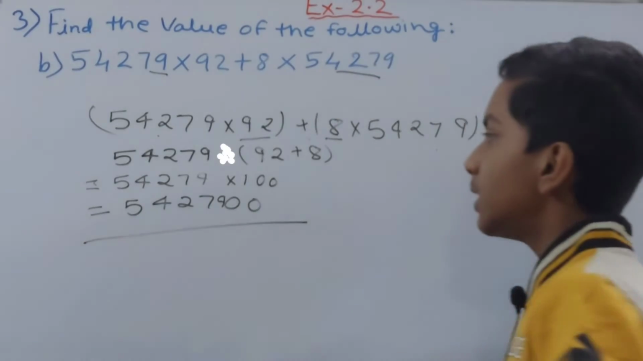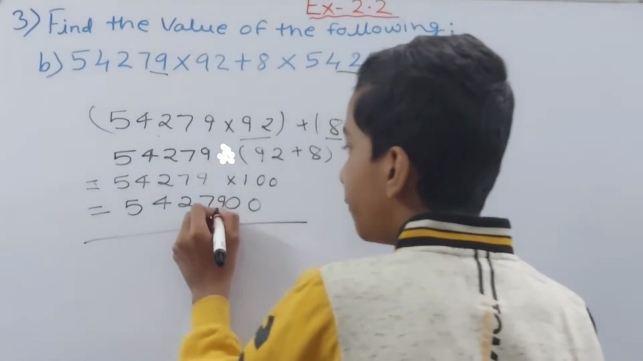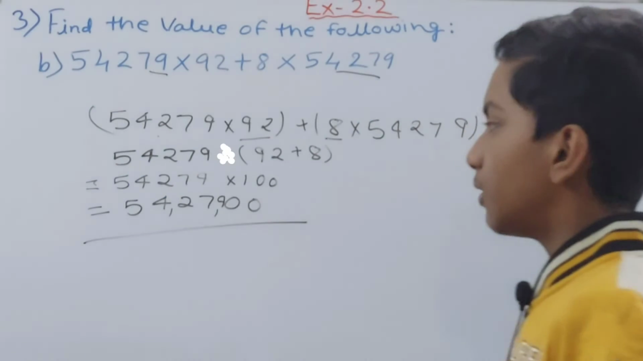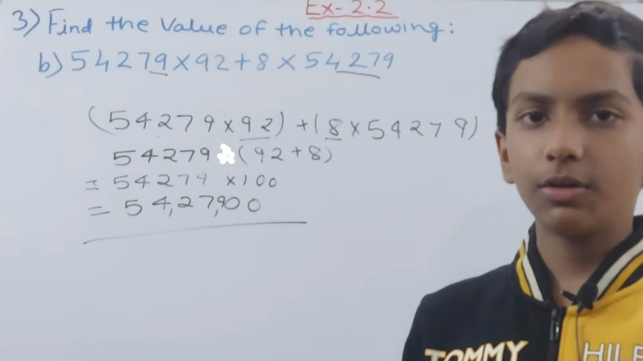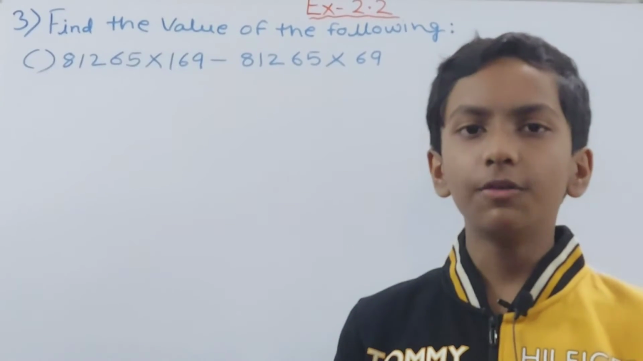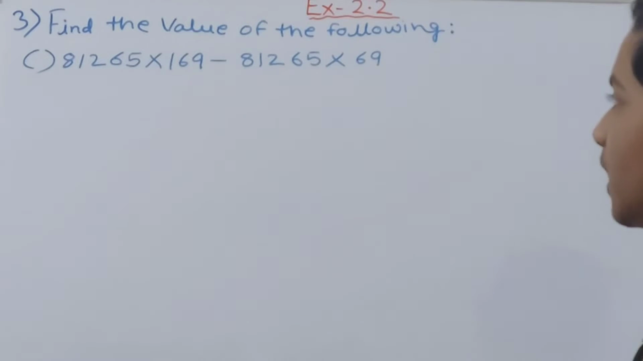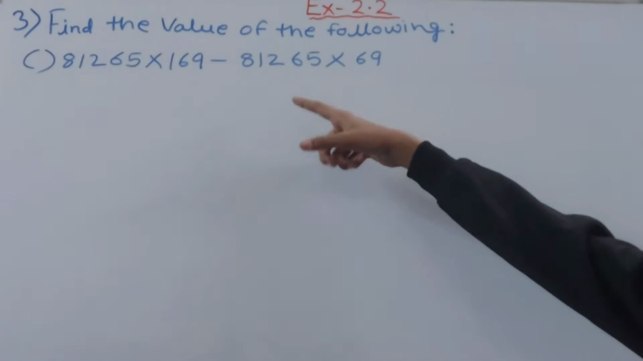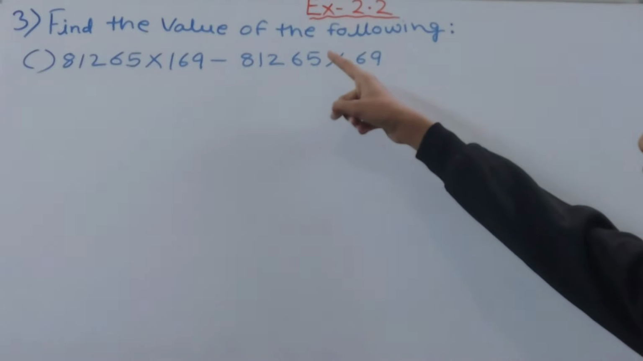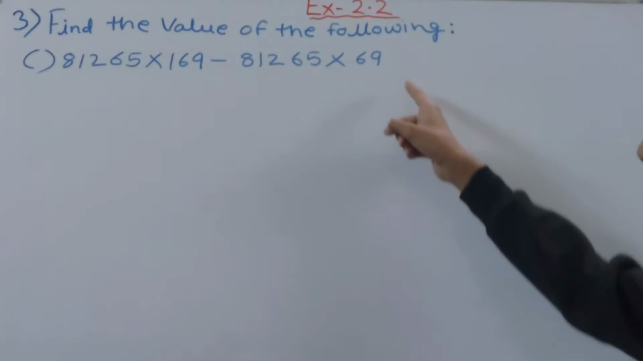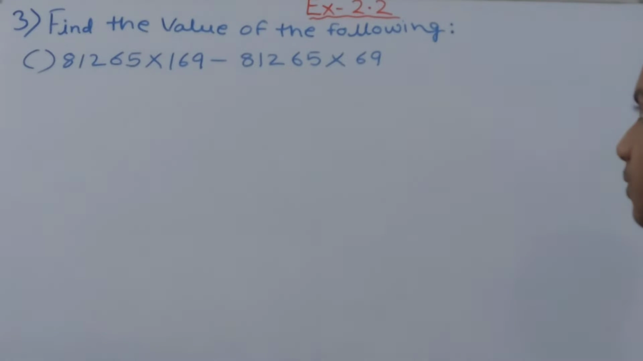So this is the answer, that is 54,27,900. This is the answer of the B part. Now we will solve the C part. So this is 81265 into 169 minus 81265 into 69. So this is the question.